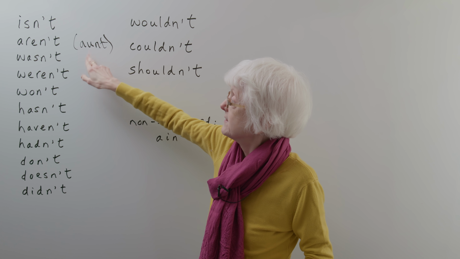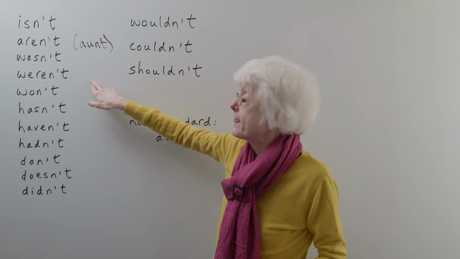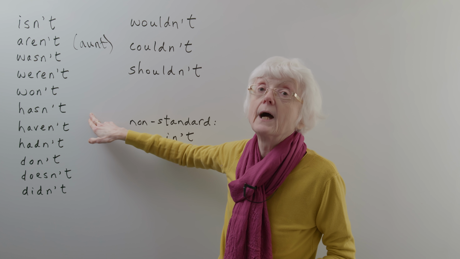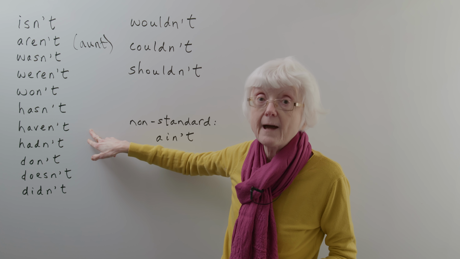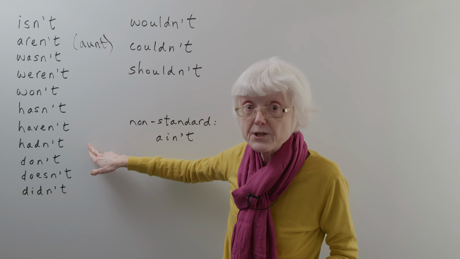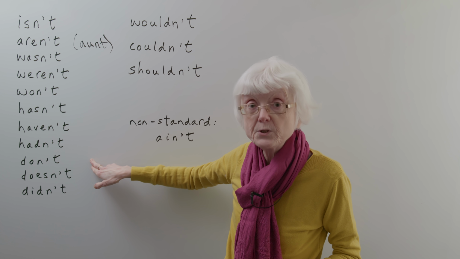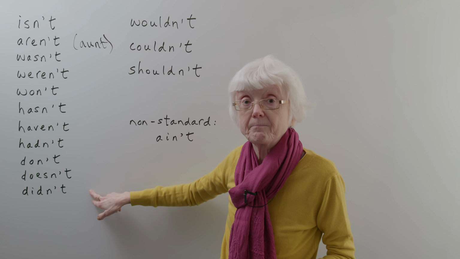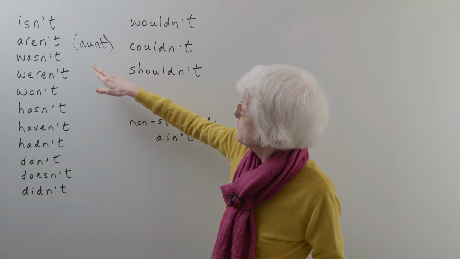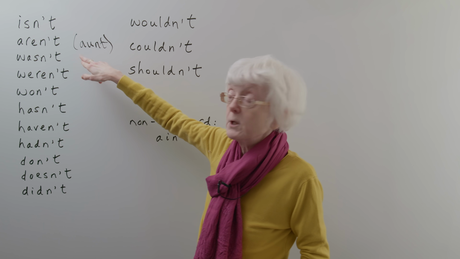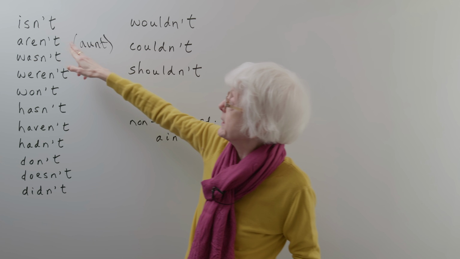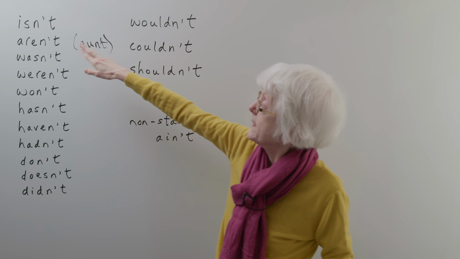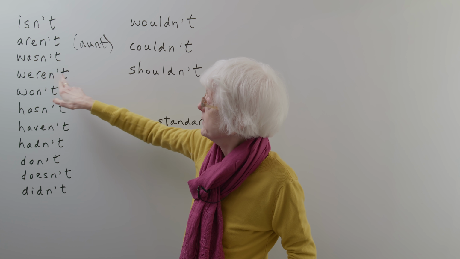So aren't, wasn't, weren't, won't, hasn't, haven't, hadn't, don't, doesn't, didn't. Okay, so with most of them it's quite obvious what it is, because you just remember that the apostrophe is for the missing O: is not, are not, was not, were not.